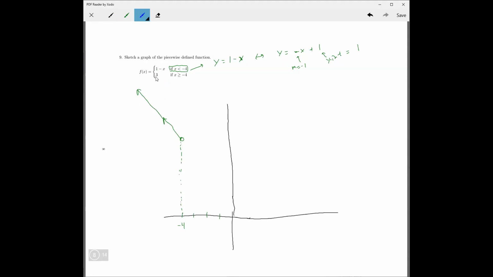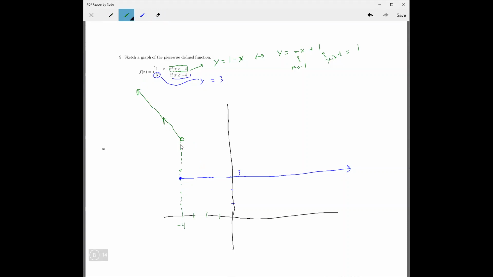Now for the second one, it's like graphing y equals 3. So here we go, 1, 2, 3. It's going to be a horizontal line like this. Y equals 3 is a horizontal line, but it's only for x greater than or equal to negative 4. So I come back here and eliminate everything that's over here, because I only want x values that are greater than or equal to negative 4. So that's what it's going to look like roughly.